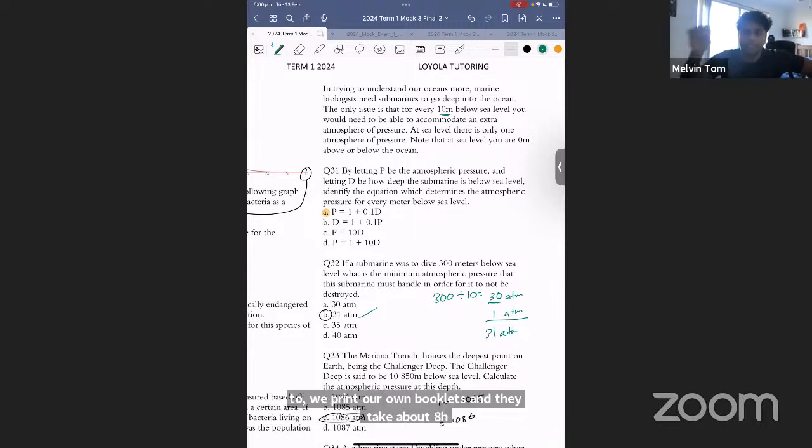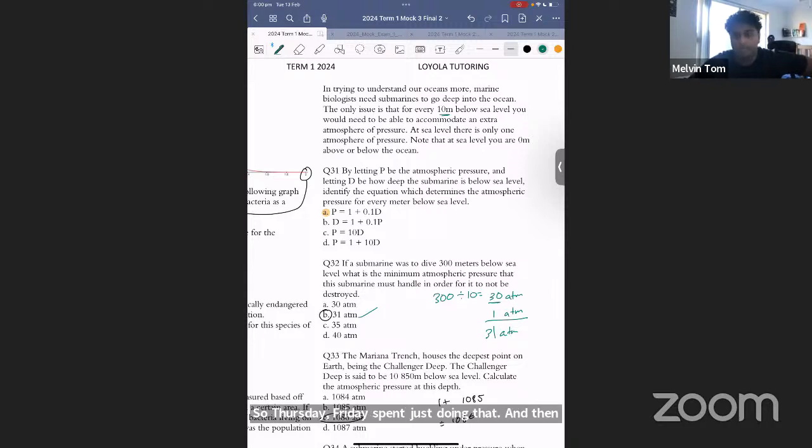And you can't just print them and leave. You have to go there every 5 minutes to unload the printer and put more paper in. So Thursday, Friday is spent just doing that. And then Saturday, Sunday, all day we have mock exams. So it's a busy, busy week.